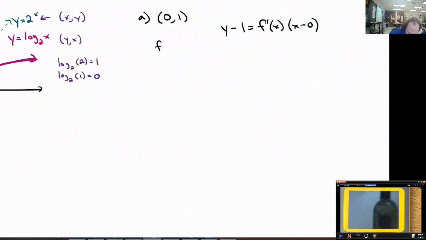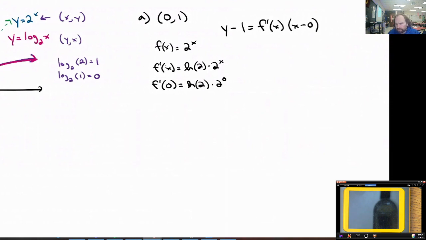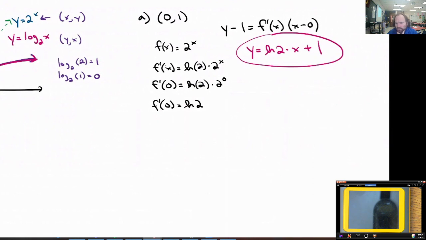The original function is 2 to the x power, so the derivative, f prime of x, would be the natural log of 2 times 2 to the x power. The derivative when x is 0 is the natural log of 2 times 2 to the 0 power. 2 to the 0 power is just 1, so the slope is the natural log of 2. So by moving some things around, our equation of the line is y equals natural log of 2 times x plus 1. That's it. It has a slope of the natural log of 2 and a y-intercept of 1.